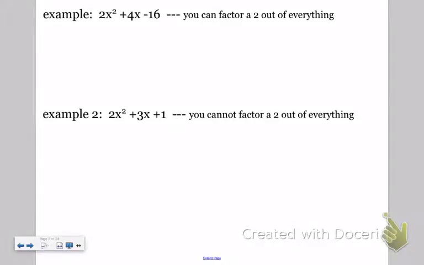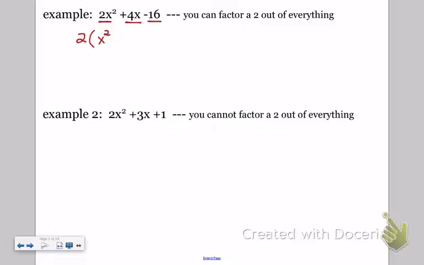This is the video notes for topic 5, factoring when your a value is not equal to 1. So the first thing you look for when you factor anything is if you can take a GCF out of the whole thing. So in this particular example, all of those terms are divisible by 2. So we are going to first factor out a 2.